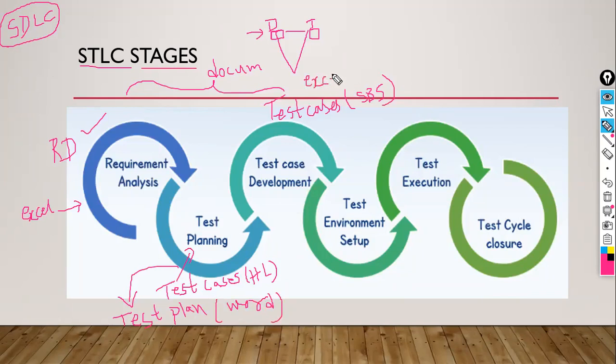In the Excel sheet, we are going to keep all the test cases. In the Excel sheet, we are going to keep all the requirements. Whereas in the Word document, we are going to develop the test plan. In all three stages, only documentation is prepared. These documents are going to be prepared by the manager as well as the leads.